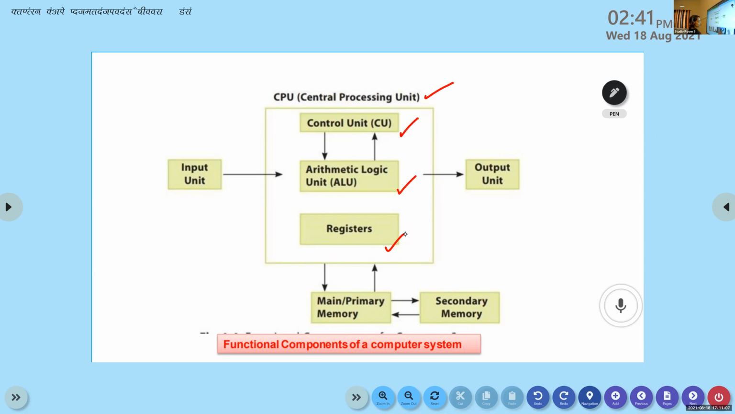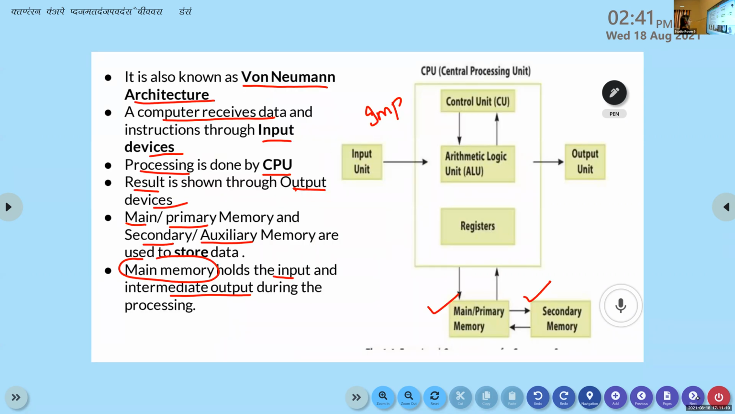Okay, and here you can see this diagram, what is the name? Von Neumann architecture is one of the important topics. Please do learn this. A computer receives data through an input device, isn't it? Then processing is done by the CPU, and we will get the result through an output device. Right? Here you can see in this figure two types of memory. Which are they? Main and secondary. Primary memory is also known as main memory, and secondary memory is also known as auxiliary memory, which is used for storing data. Okay? Then this main memory holds the input and intermediate result or output during the processing.